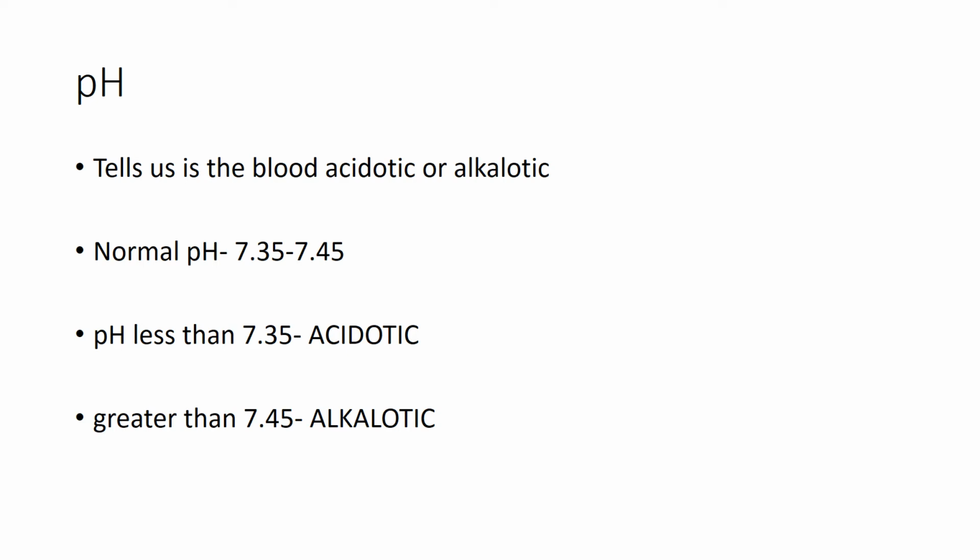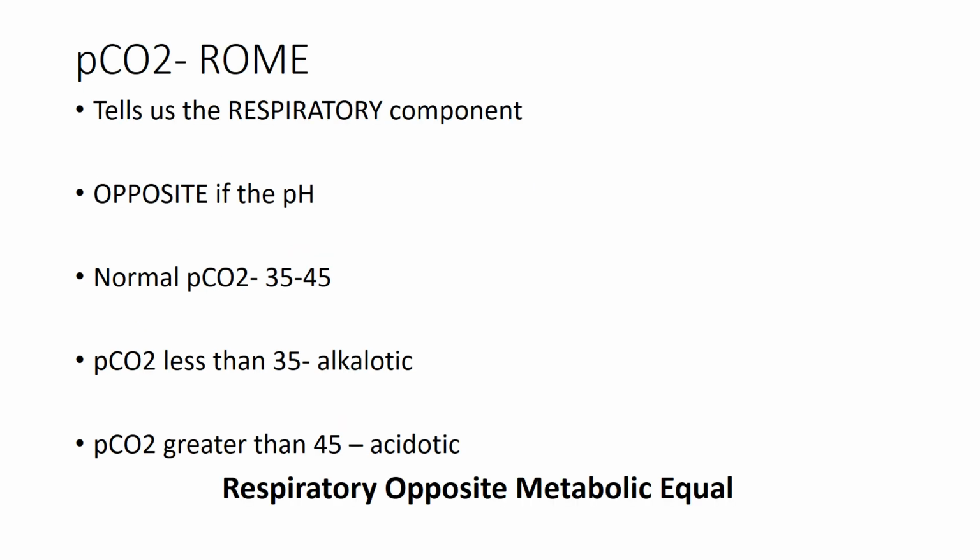Once again, the breakdown of pH. Let's remember ROME. Respiratory is opposite, metabolic is equal. If it is respiratory, it's going to go opposite the pH. If the pH is less than 7.35 or greater than 7.45, our PCO2 will go opposite. So if our PCO2 is less than 35, we're alkalotic. And if our PCO2 is greater than 45, we are acidotic.